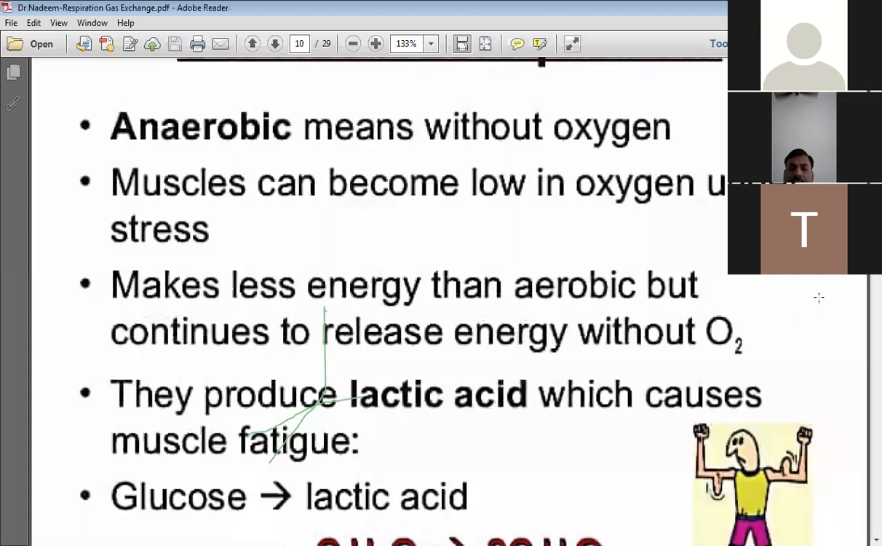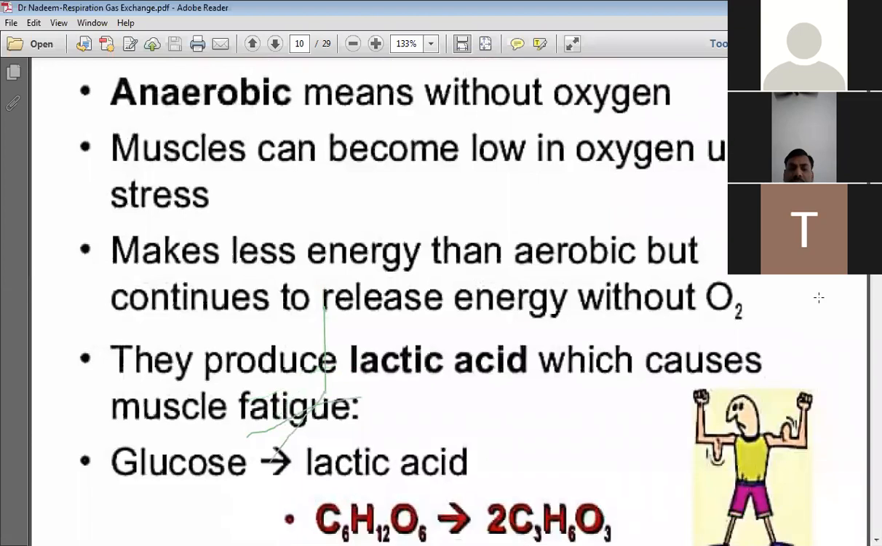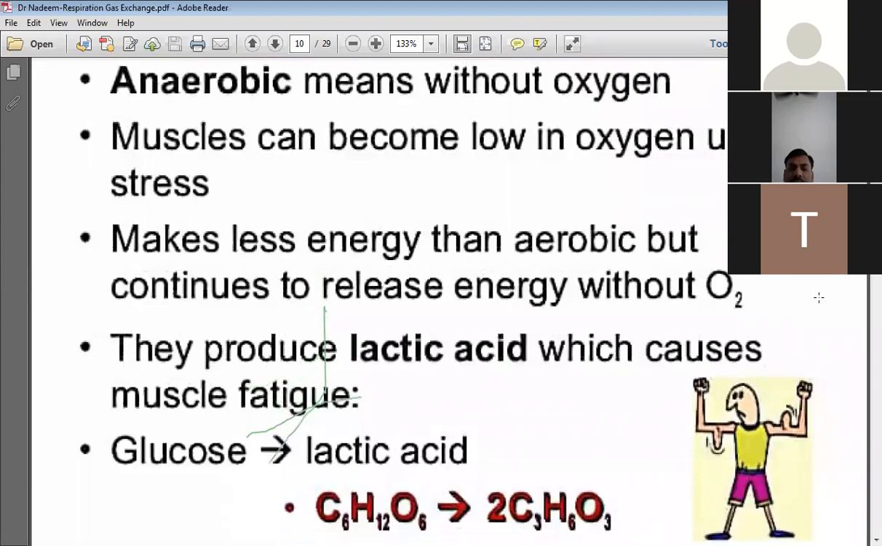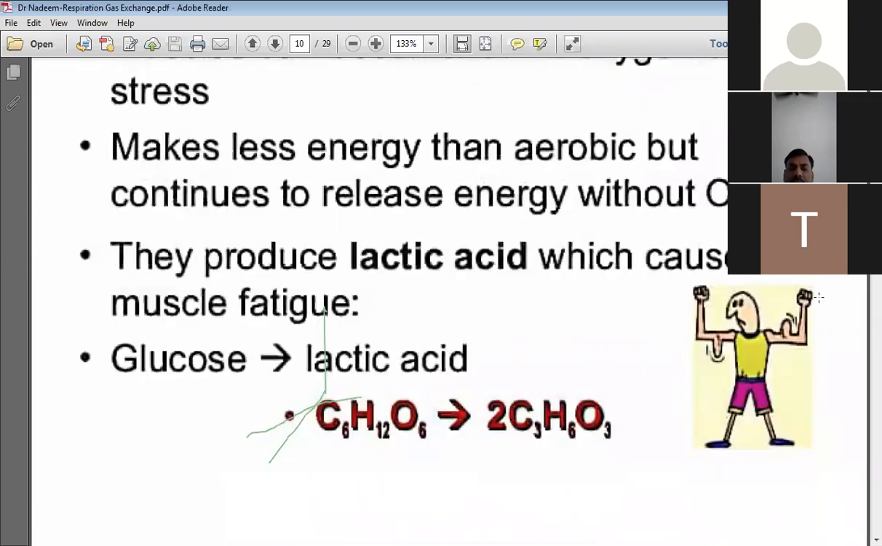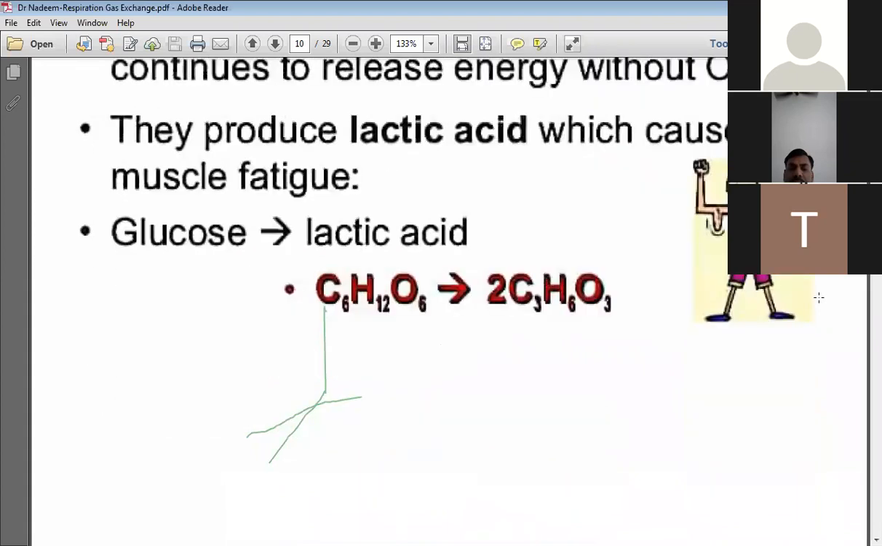Muscles can become low in oxygen under stress. Less energy, but they continue to release energy without it. Important point to be noted: it makes energy without O2. The energy is low in number, ATP is released in low number, but it is released very rapidly. What is the end product? It is lactic acid.